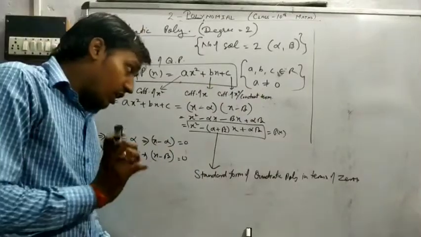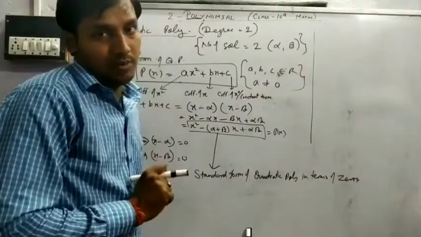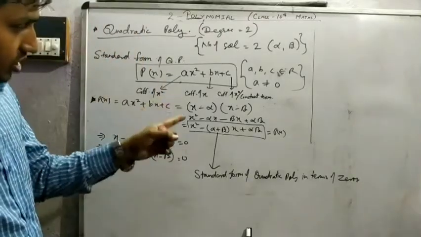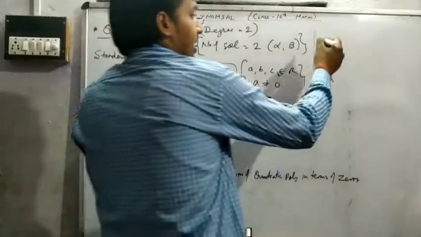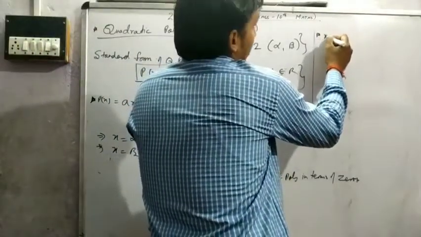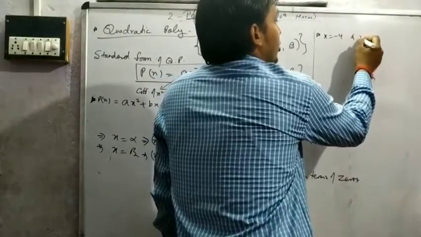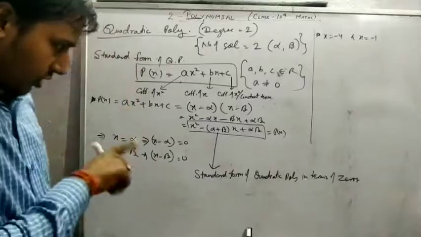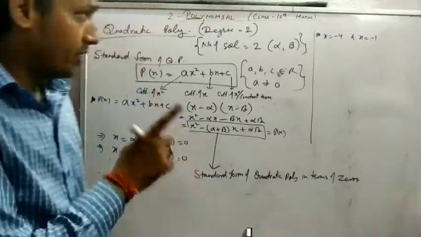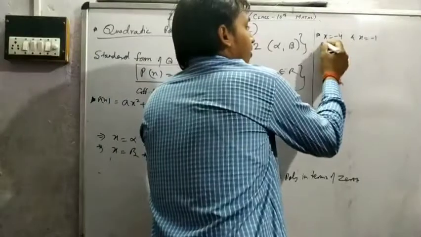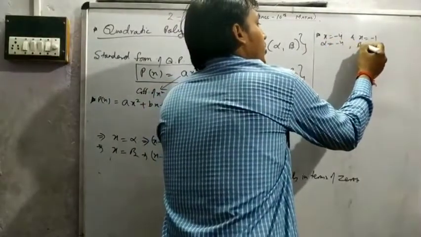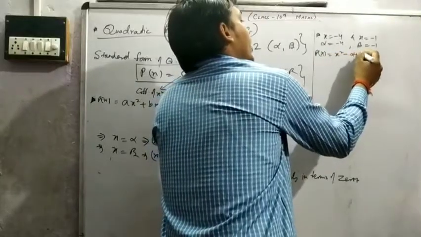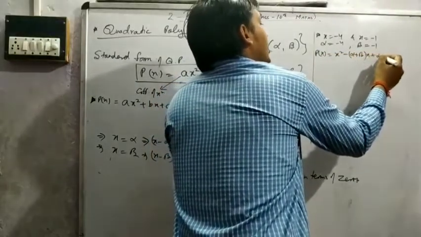This means if only the values of the zeros, alpha and beta, are given, you can also find the quadratic polynomial. How? See one example. Take the previous values, x equal to -4 and x equal to -1, which we got after solving the previous polynomial. So we take this as the value of alpha and that as the value of beta. We want the polynomial, that is x square minus (alpha plus beta) x plus alpha beta.